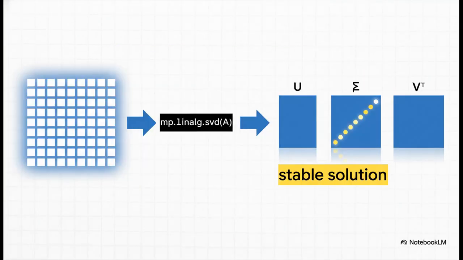And if you look at the code for this method, it's doing exactly that. Its whole job is to build that huge matrix A and then just hand it over to a specialized solver like the SVD function here. The computer then does all the heavy lifting to decompose it and give us a stable, reliable answer.